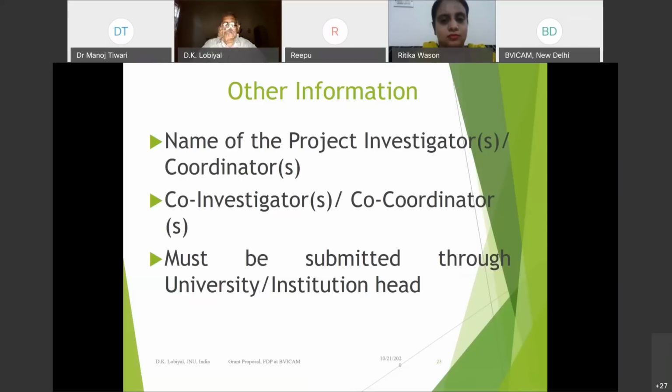It takes time to go to the head, to the institution, and then finally to the sponsoring agency. So anytime you try to do a project, do it timely. That is what I'm saying. Rather, you should be ready with the project if you have an idea in mind. And then whenever some agency has a call open, you change it accordingly and then apply.